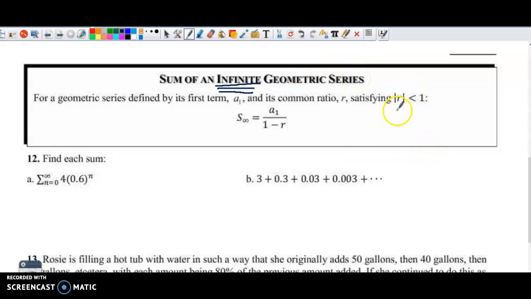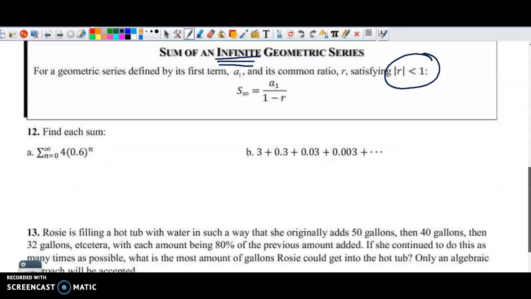But notice that the ratio must be a number that's smaller than 1 in absolute value. Okay, it can also be negative. That's why we have the absolute value on here. This formula looks very similar to a geometric series, except now we just need the ratio to be smaller than 1. And we can come up with an infinite series. So it goes on and on and on. So I'm going to let you investigate this a little bit.